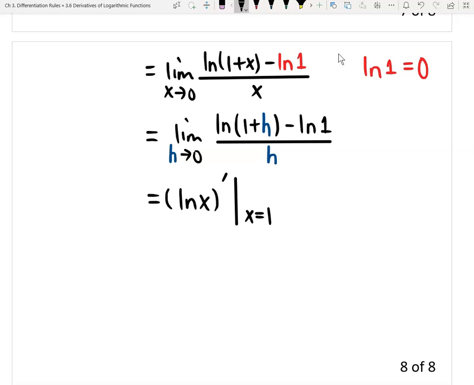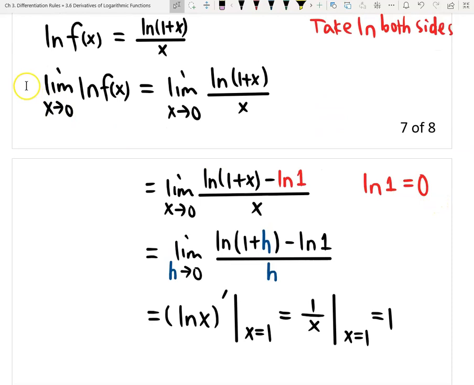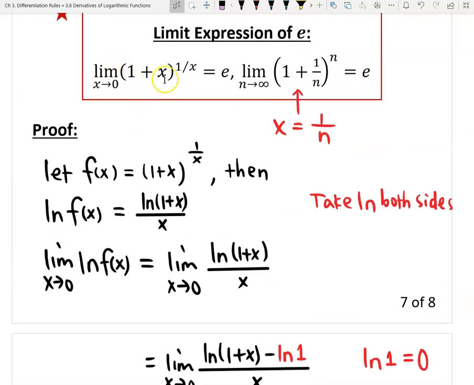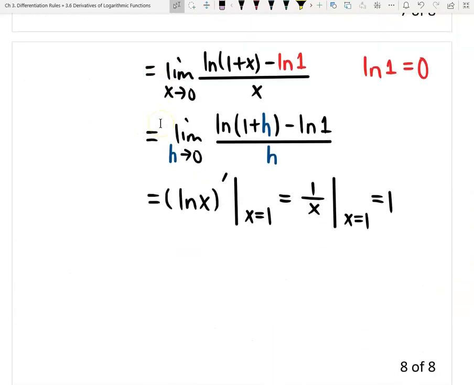So what is the derivative? Because we know the derivative is the reciprocal, right? And then we put back x equals 1. Plug back 1. 1 over 1 is what? Is 1. Good. So let me go back a little. Can you see we get the limit of ln of f? Now we go back to the limit of f.